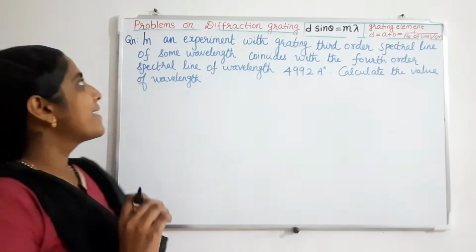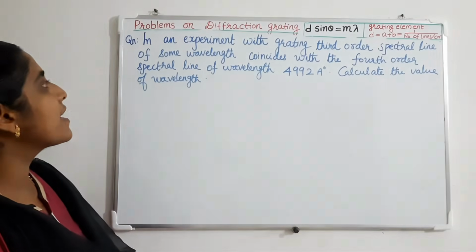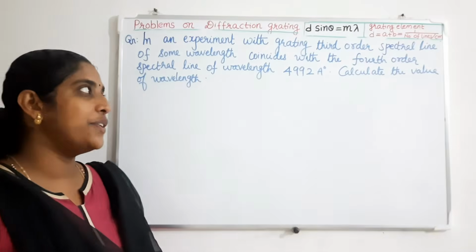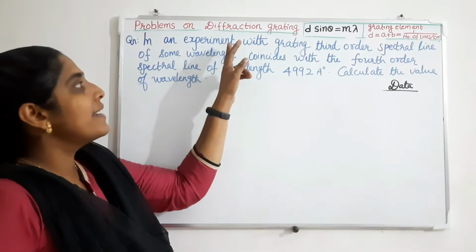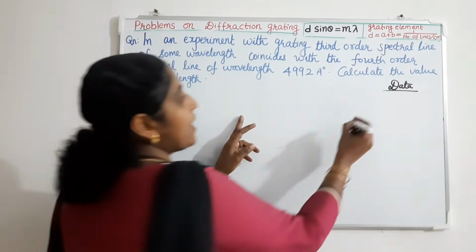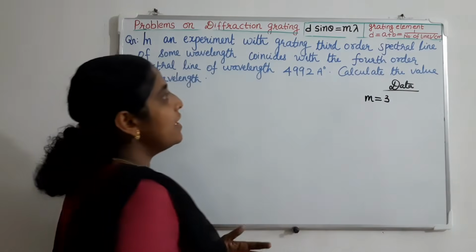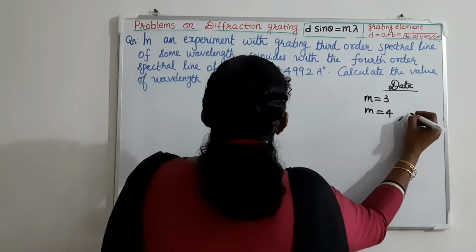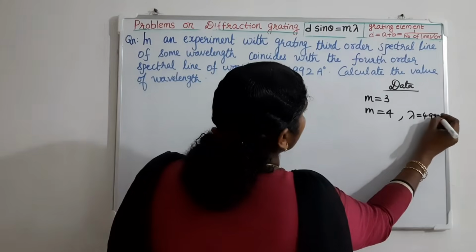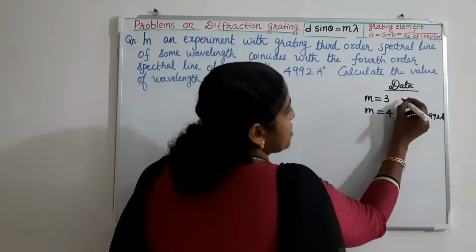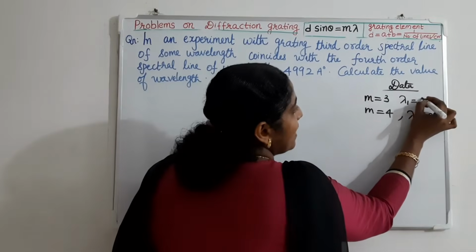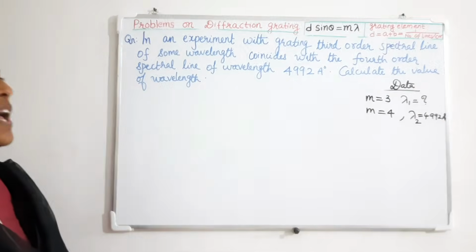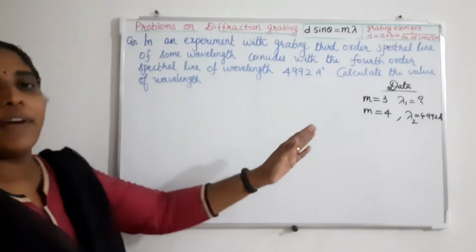See the next question. In an experiment with the grating, the third order spectral line of some wavelength coincides with the fourth order spectral line of wavelength 4992 Armstrong. Calculate the value of the wavelength. That is, m equal to 3 corresponds to some wavelength, let it be lambda 1, and m equal to 4 corresponds to the wavelength 4992 Armstrong, and they coincide with each other. Then what is the value of lambda 1?